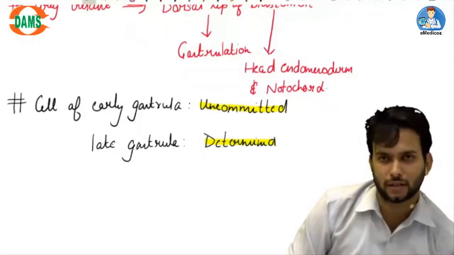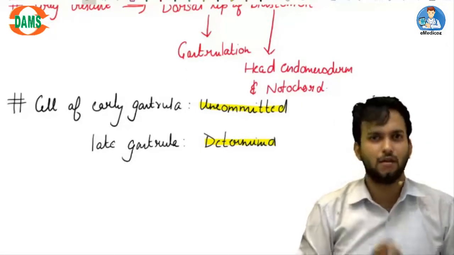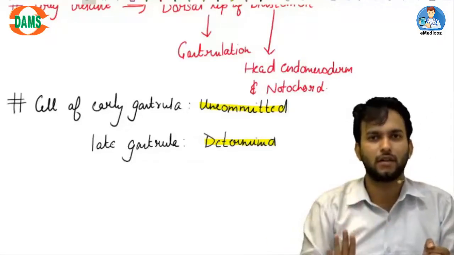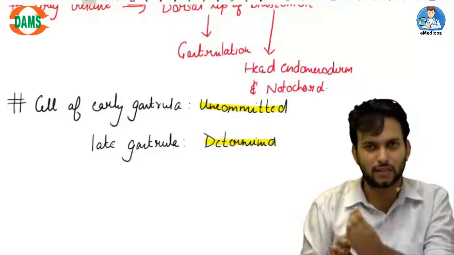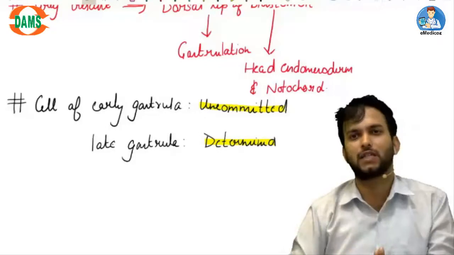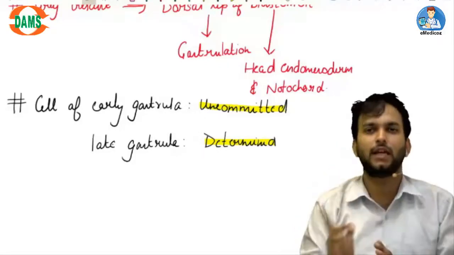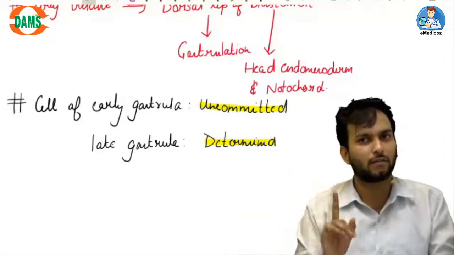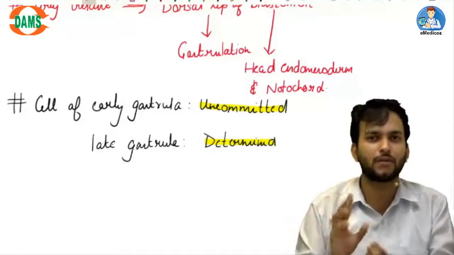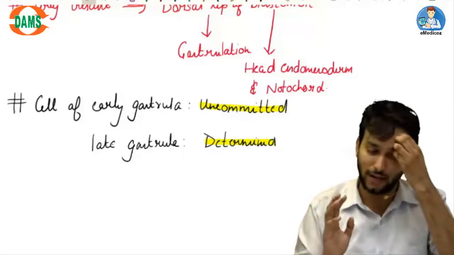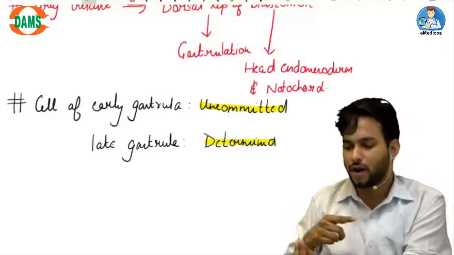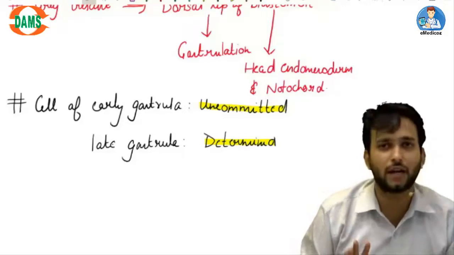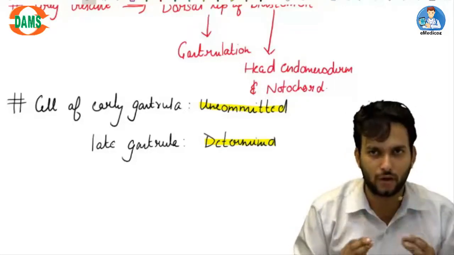In the early gastrula stage, the cells are uncommitted. That means when we shift these cells to another part, they act according to the surrounding cells. I'm going to tell you by experiment also, but you should understand first. In the late gastrula stage, when cells get transferred from one part to another, they are determined. They form the particular type of structure or cells that they are determined for. They are not controlled by the surrounding cells; they divide according to their own structure.